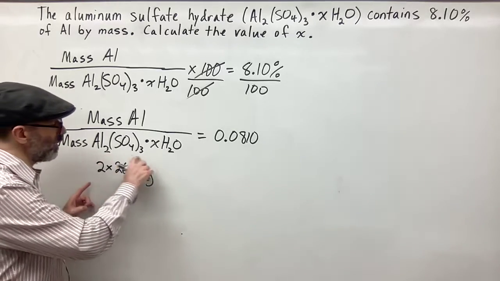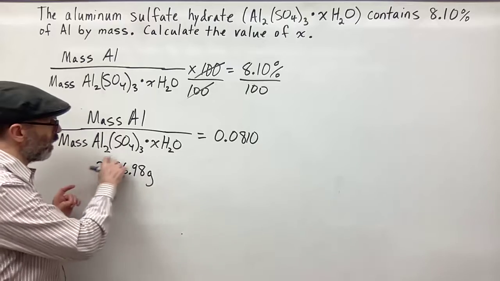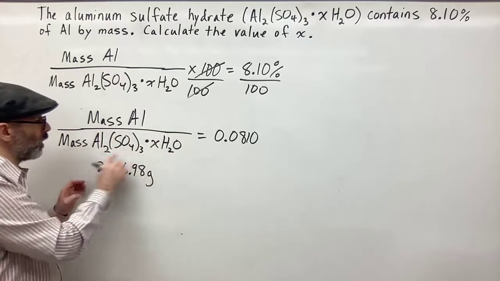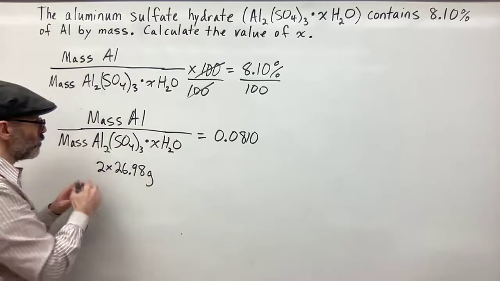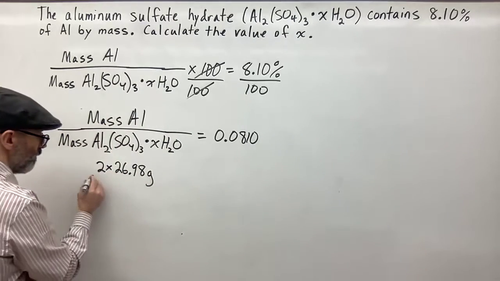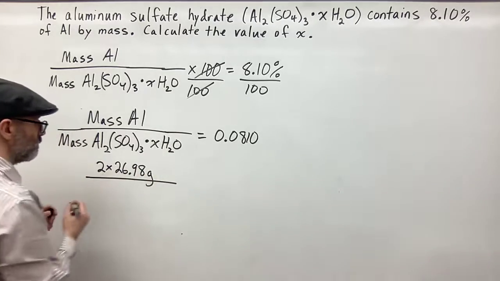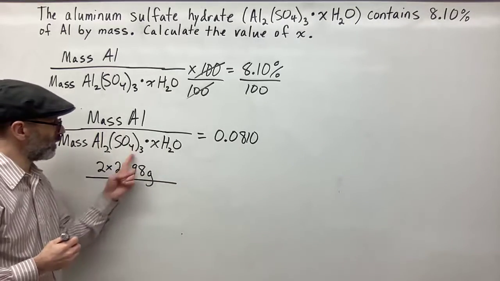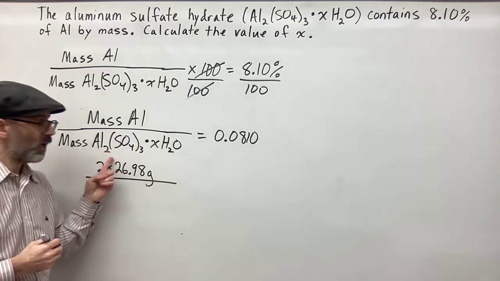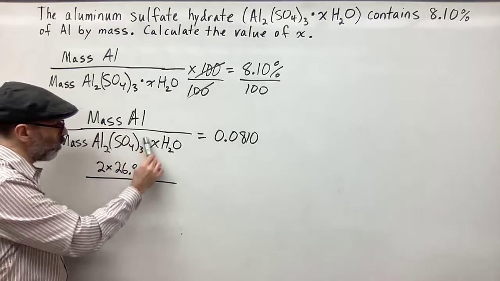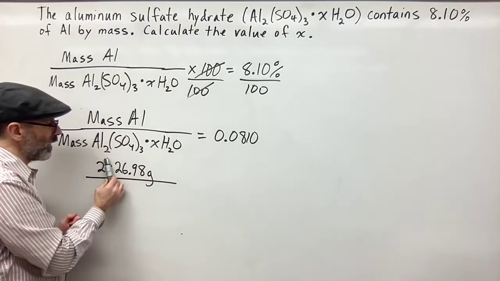So this would be the mass of the aluminum in 1 mole of this substance here. So that's the mass of aluminum in 1 mole of this substance. And now I can calculate the molar mass of this whole thing here.